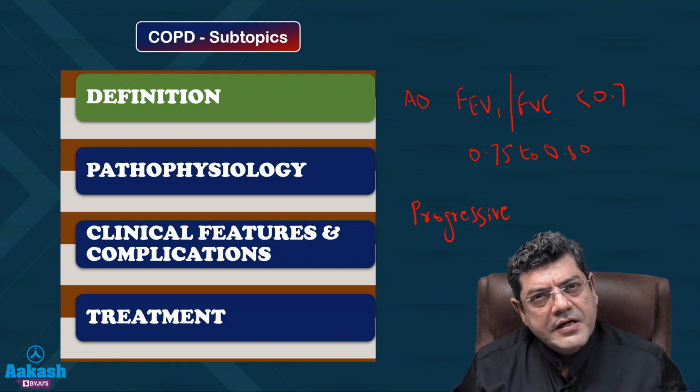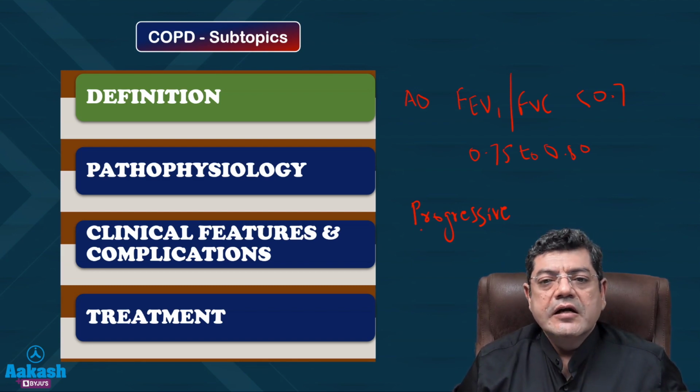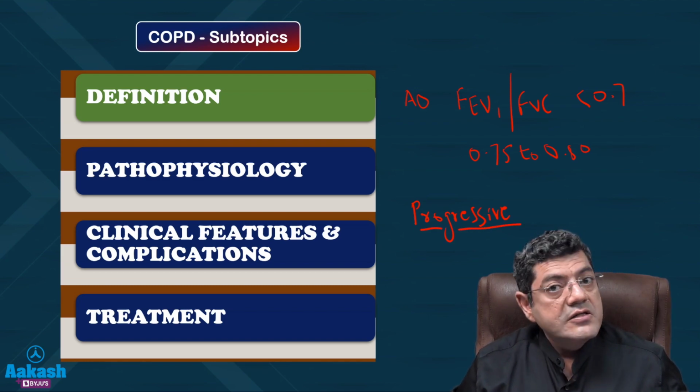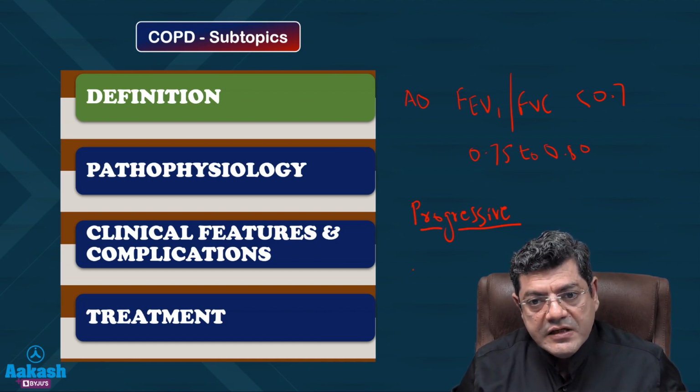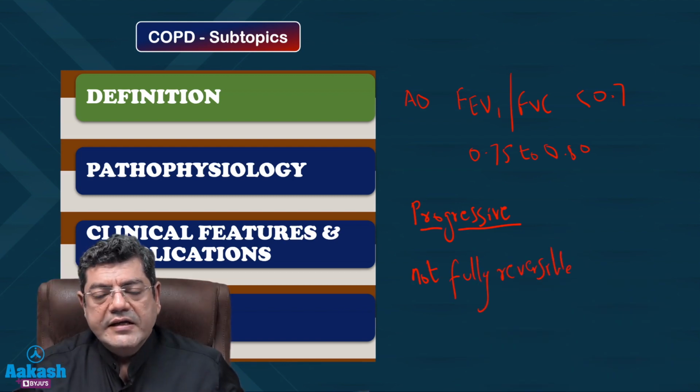So despite stopping such exposure that initiated or triggered the development of COPD, even after stopping such exposure, the disease progresses, which is why it is called airway obstruction that is progressive and that is not fully reversible, right? A little more about that in a while.